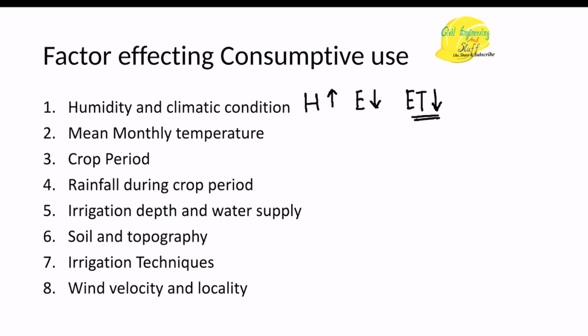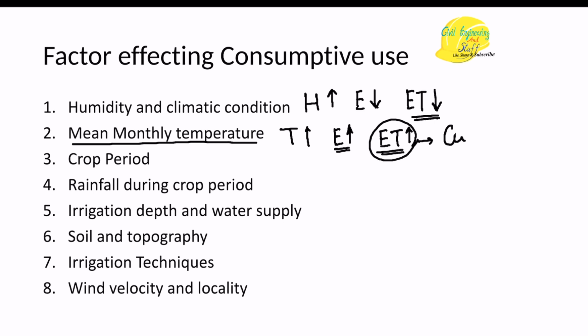Then we have the mean monthly temperature, and if temperature is more, then the evaporation will be more. The transpiration required will be somewhat towards the higher side, and since the evaporation is more, the evapotranspiration will be higher. And since ET value is higher, this means we need to supply more water to fulfill this consumptive use of the crop. So the overall CU value will increase, and in the humidity case it will decrease.